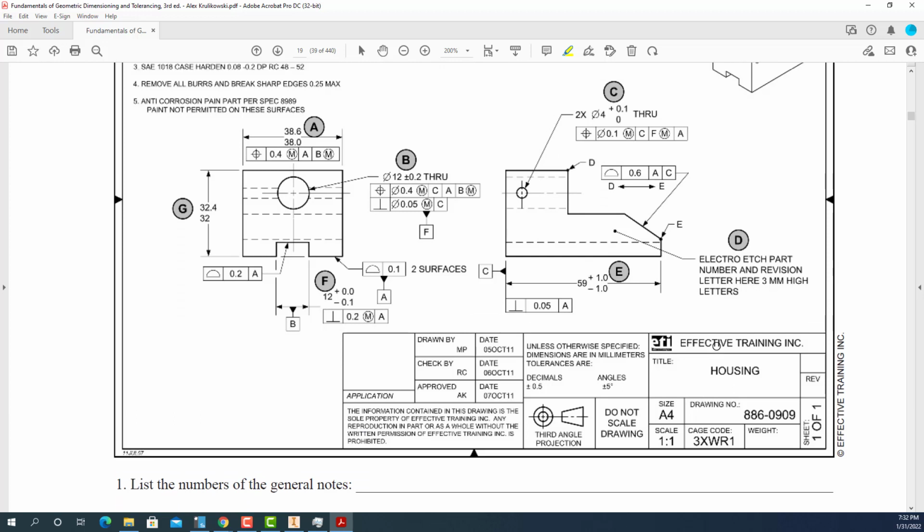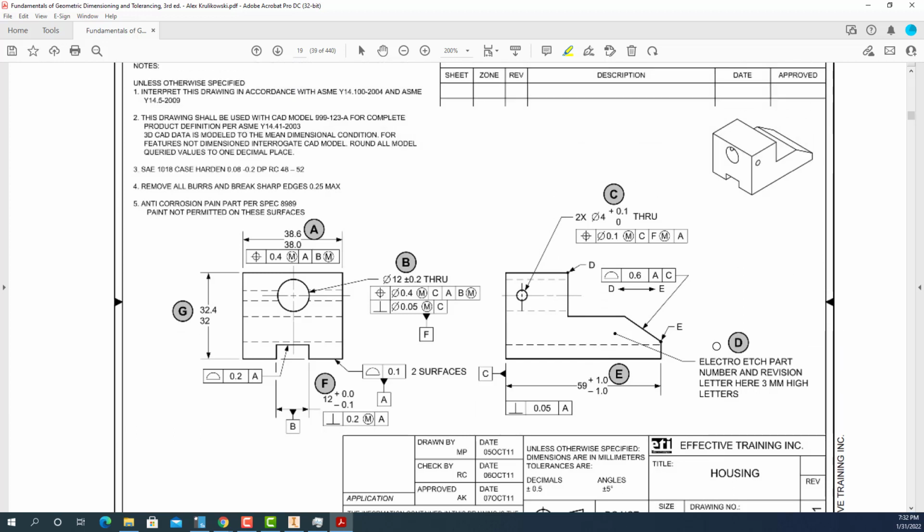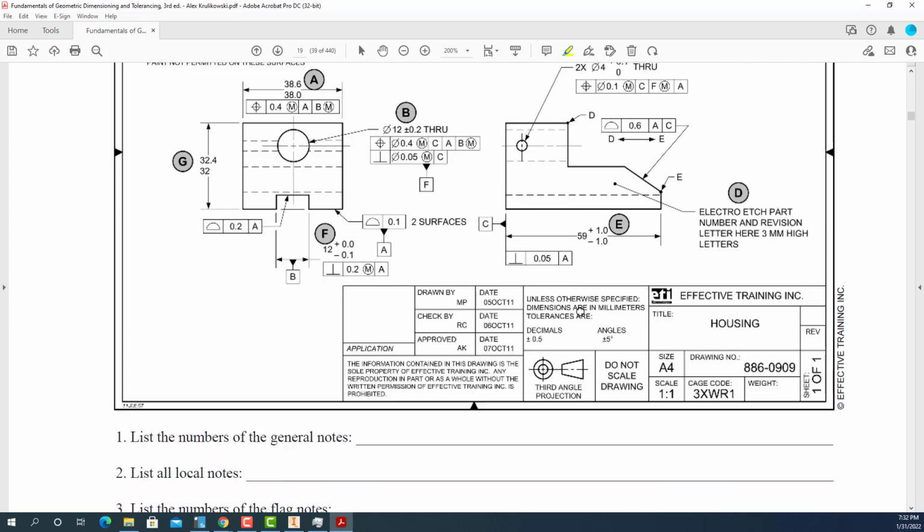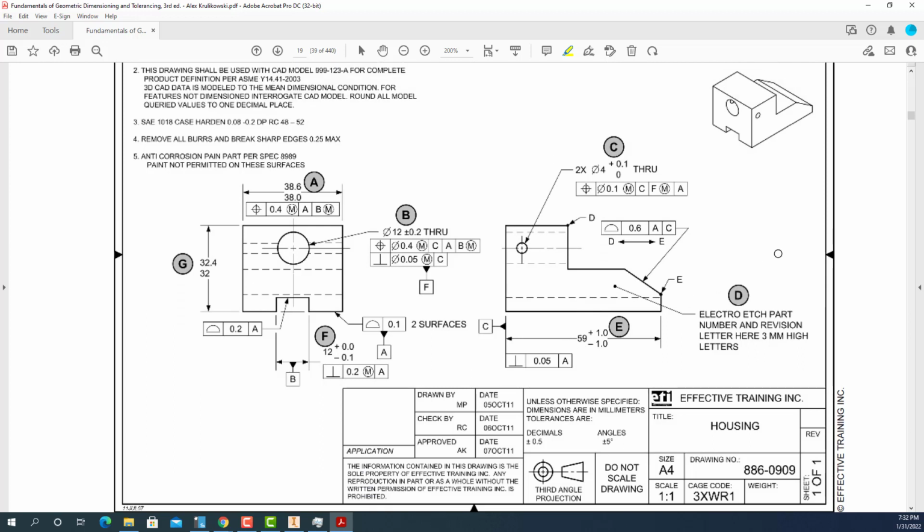This is fun. What are the numbers for the general notes? 1, 2, 3, 4, 5. 1 through 5. There you go. List all the local notes. So we've got electro etch right there. That's a local note. 2 surfaces. Some people might say through. Would the through be in that? I don't even put that on my drawings. If I don't have a depth, it's assumed to be through. So you can put through if you want. I will not count off for that, but those are the local notes.